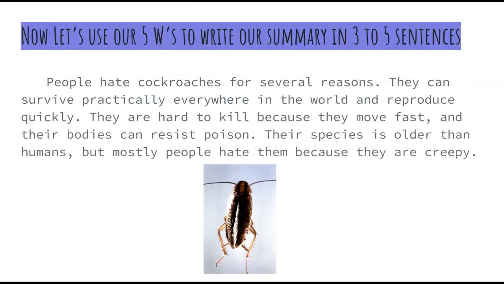So now that we've figured out all of that information, our final step in writing our summary is to put all of this information together into a short explanation of a text. Remember, this should be somewhere between 3 to 5 sentences, and it should include the information that we just identified when we were answering the who, the what, the when, the where, the why, and the how. So here's what we've got.